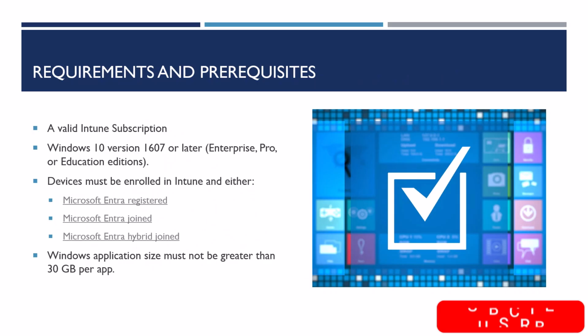Let's look at some of the requirements and prerequisites. To deploy and manage a Win32 app, you must have a valid Intune subscription. The devices on which you're going to install the apps using Microsoft Intune must be on at least Windows 10 version 1607 or later, except for Windows Home editions. Devices must be enrolled in Microsoft Intune and the application size must not exceed 30 GB. Once you have met the above requirements, you're ready to prepare the app for onboarding to Intune.